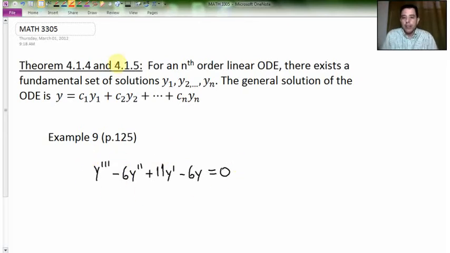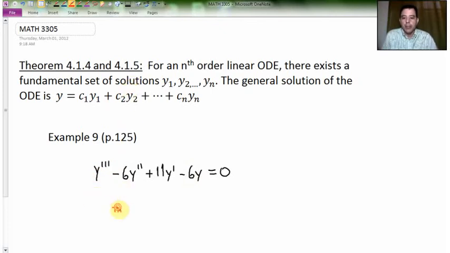Now what this theorem is saying is that this ODE here is linear because the coefficients are certainly functions of x. Well, in this case, it's even simpler because the coefficients are simple constants. So it's linear. The theorem guarantees that because it's a third derivative, that's the highest derivative, it's a third order differential equation. The theorem guarantees that there are three solutions.